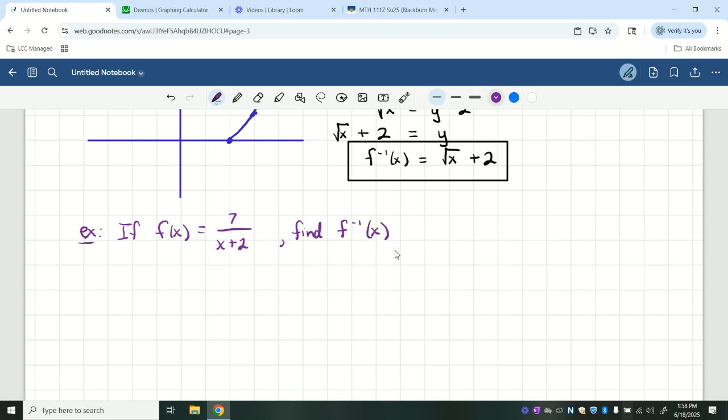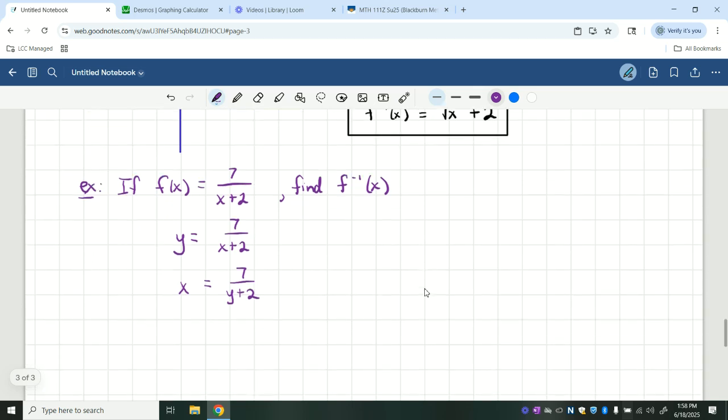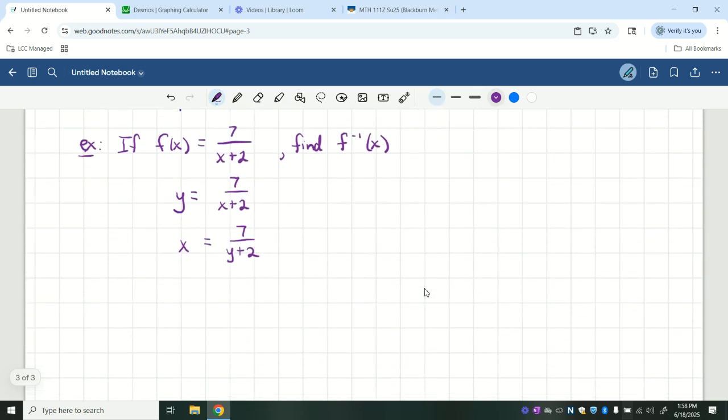So if it tells you that, it doesn't tell you to check for one-to-one or not, so we're not going to worry about it. We're just going to do our process. y equals 7 over x plus 2. Switch x and y. So x equals 7 over y plus 2. Now I have to solve that for y. So that's a tricky problem. So what I would do, I'd look at this as x over 1 and I'd cross multiply. So x times y plus 2 equals 1 times 7, which is 7.